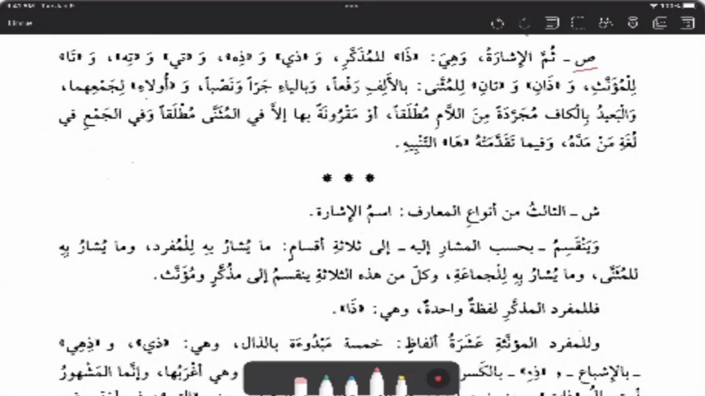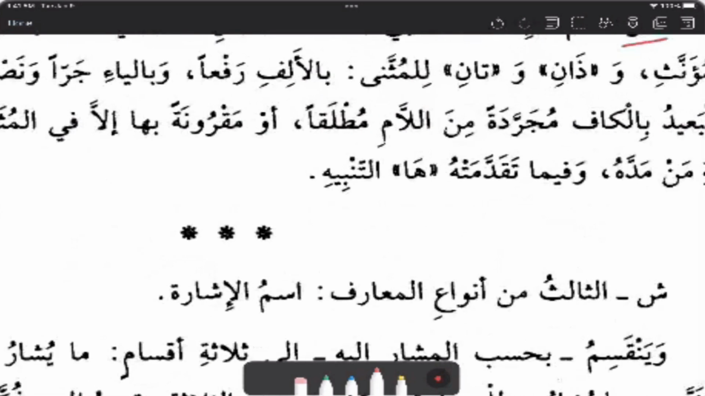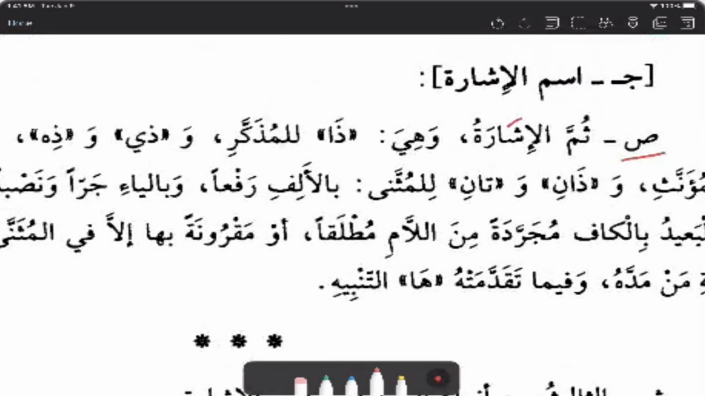And we're going to start with the next portion of text. قال المؤلف رحمه الله, said the author, may Allah have mercy upon him. Asl, original text. ثم الإشارة, then there is the demonstrative nominal. So probably ismul ishara would be translated into English as demonstrative pronoun.